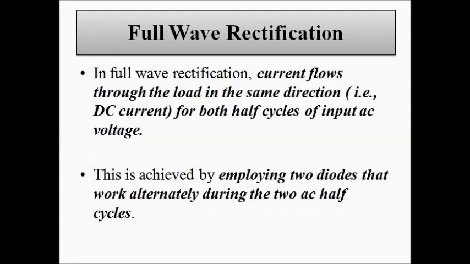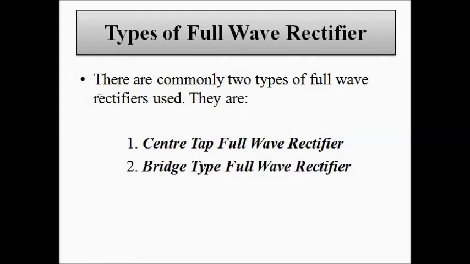So types of full wave rectifier, as I said earlier, the full wave rectifier generally comes in two configurations. First one is the center tap full wave rectifier, which we will be discussing in this video, and the bridge type full wave rectifier. There are certain disadvantages of center tap full wave rectifier, which is why the bridge rectifier is used, and the bridge type rectifier we will be discussing in a separate video after this. So first, the center tap full wave rectifier.